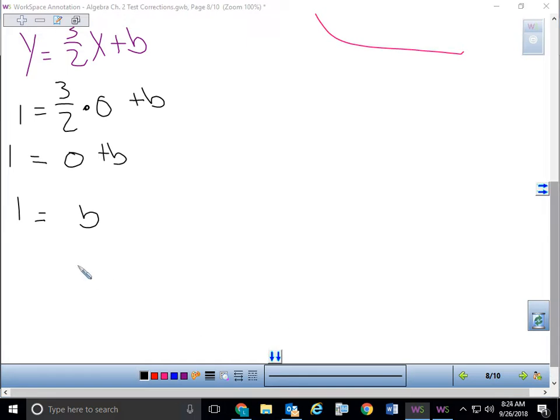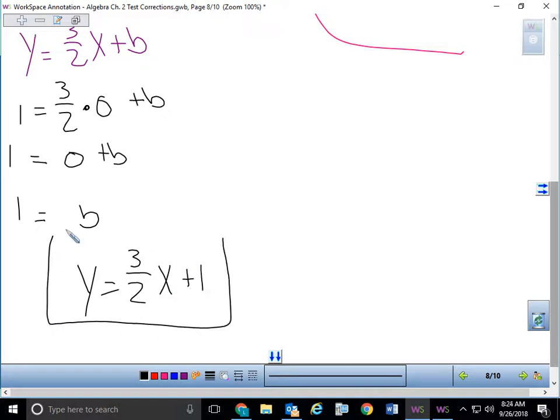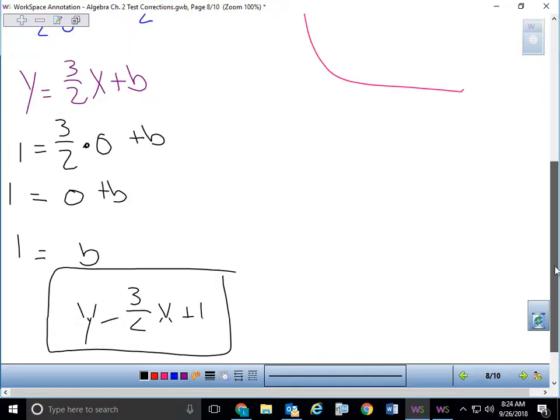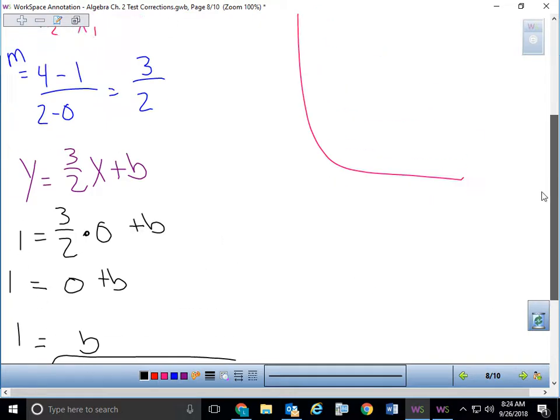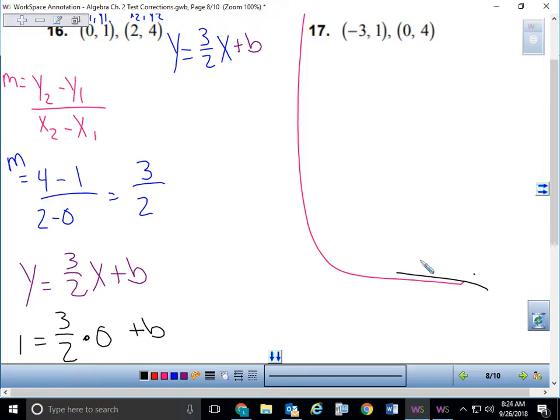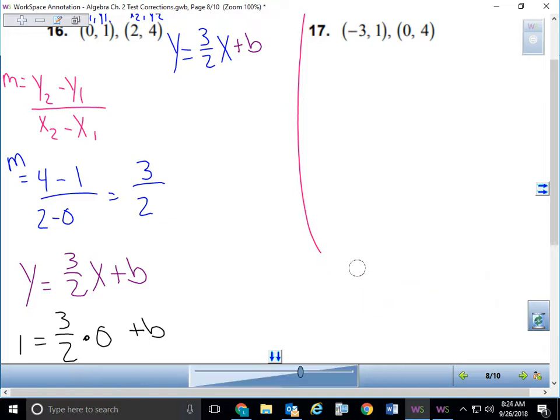So my final answer is y equals, the slope I came up with in that first step was 3/2 x. My b is positive 1. So my equation is y equals 3/2 x plus 1. Same idea for 17 and again for 18 and 19.